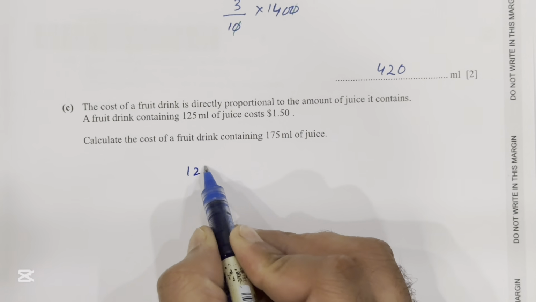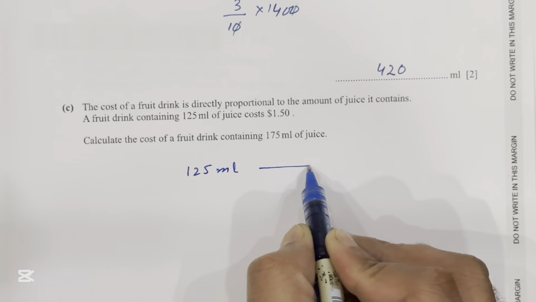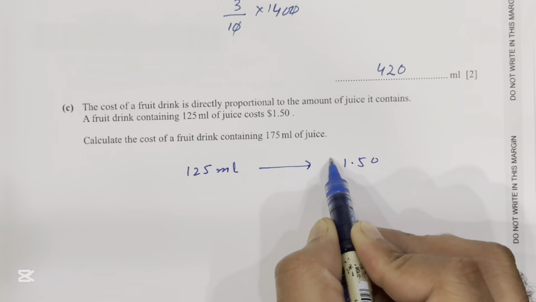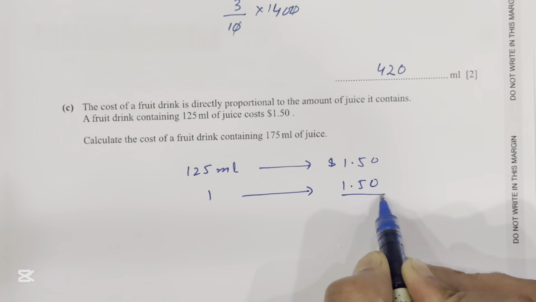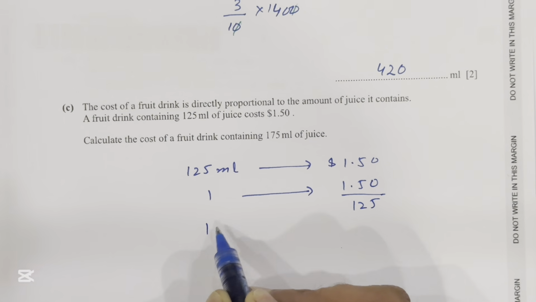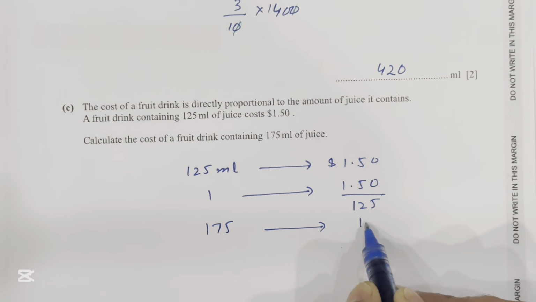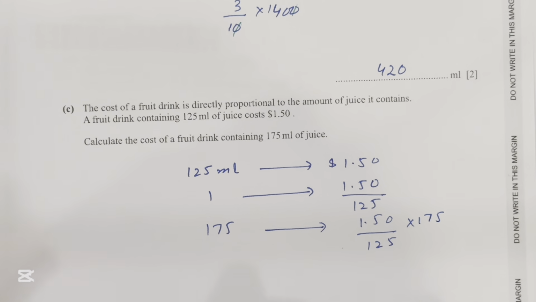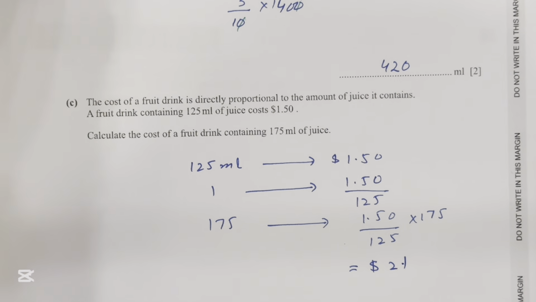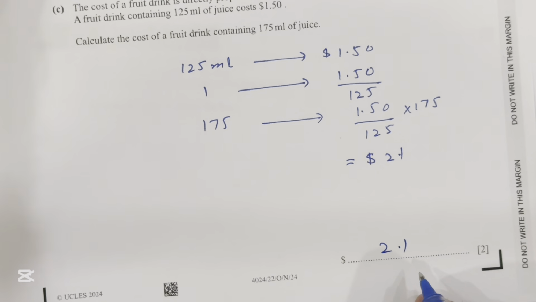If 125 ml of juice costs 1.5, what would be the cost of 1 ml? It would be 1.5 divided by 125. And what would be the cost of 175? So you need to multiply it by 175. So you would get the answer, and that would be equal to $2.1. So you need to write in your answer space $2.1. So this was an easy question.